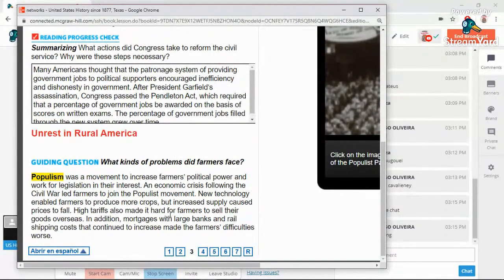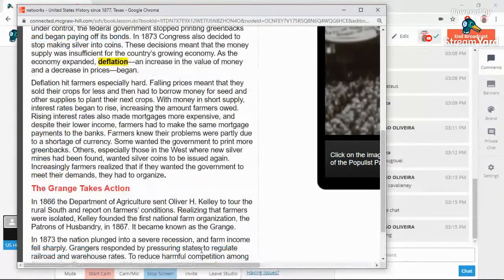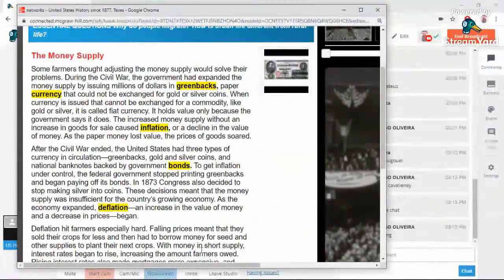Okay, when you have more of something, it makes the prices go down. And higher tariffs also made it harder for farmers to sell their goods overseas. And the mortgages, remember, they didn't have a lot of money, so they had to get a loan from the bank that they needed to pay back, and they weren't always able to pay these loans back. So that answers a whole lot of problems that farmers had. Okay, so just to review, they didn't have money to pay the loans. The high tariffs made it difficult to sell overseas, and they had too many things to sell, and this made the prices go down.